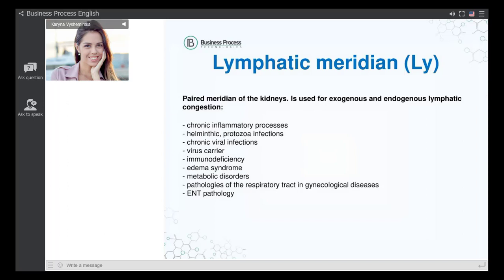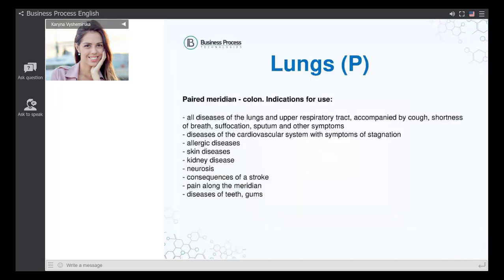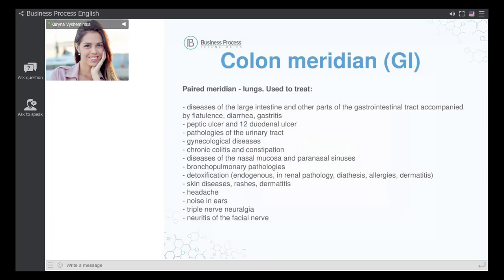I will not stop my attention on them because I can break my tongue pronouncing all these diseases, but you will be able to watch this, put it on pause and read more when I do a recording, or you can just ask me for a PDF of this presentation. Lungs, pair meridian colon, indications to use. You can see all the indications. And by these indications, prepare for yourself a bioresonance therapy. If you use these indications, you will do everything correctly.